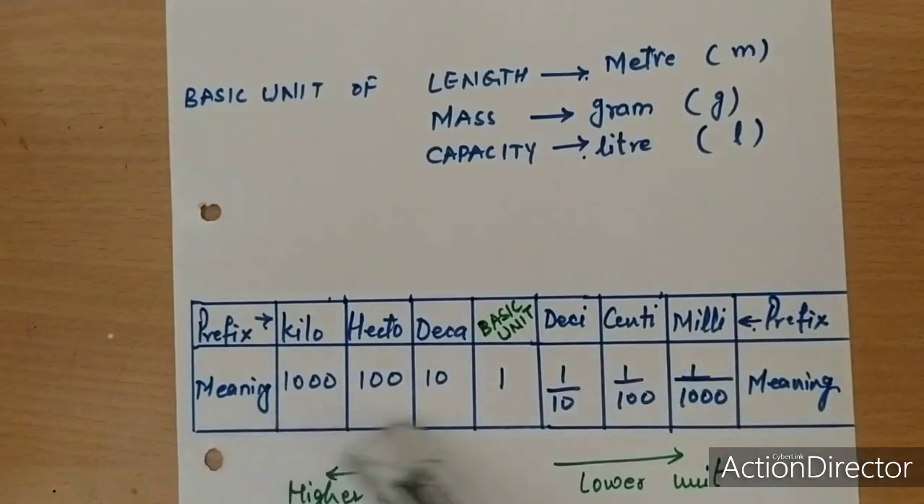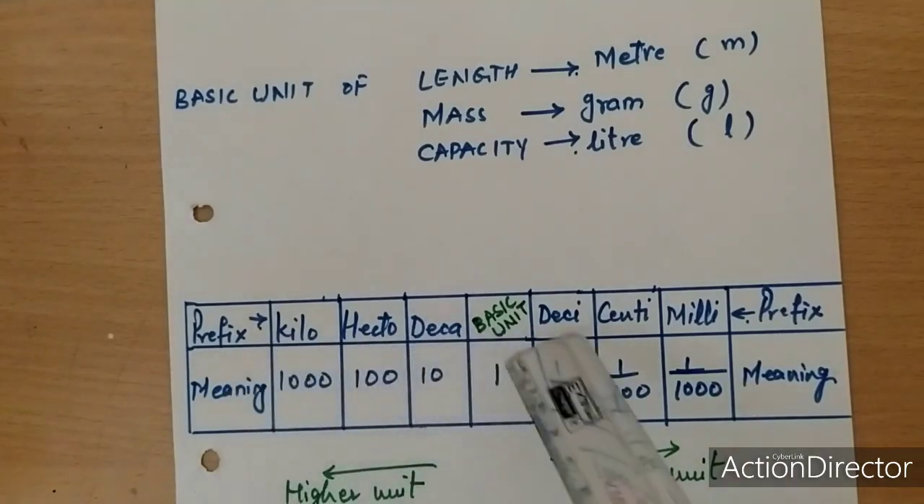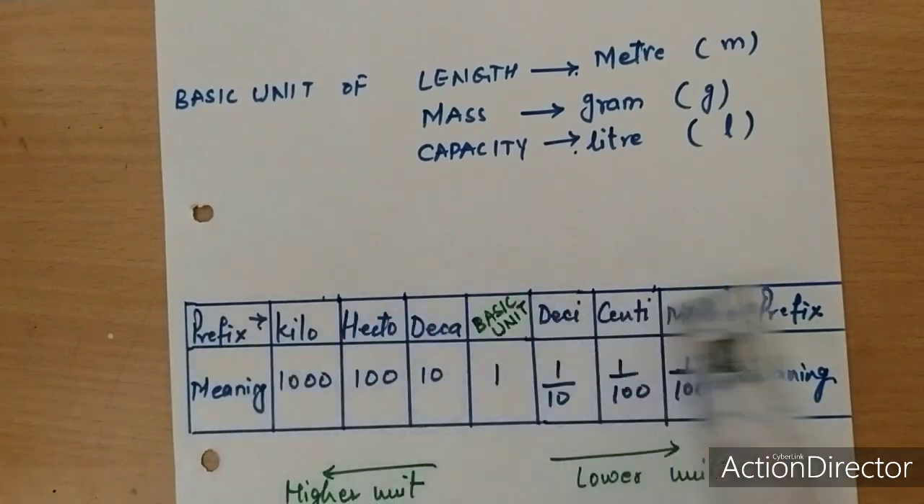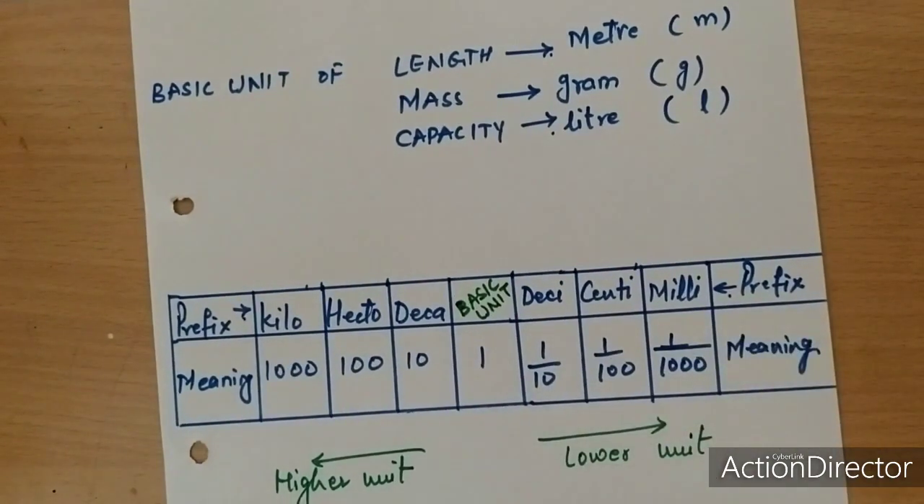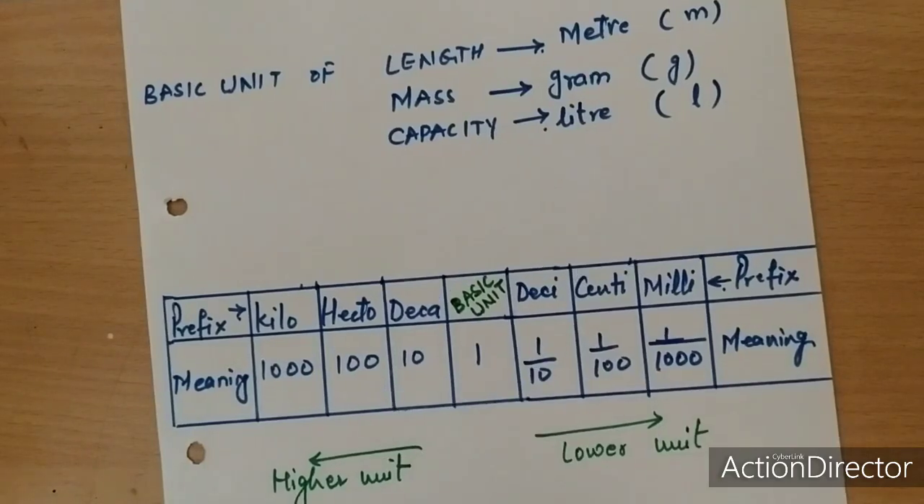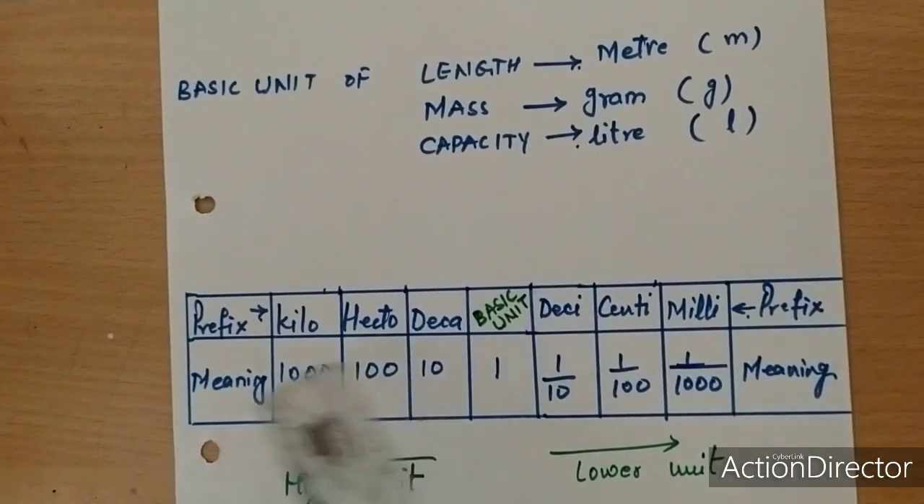And what is the meaning of all these prefixes in terms of mathematical language, or with the digit? So what to do? We have to just arrange all these kilo, hecto, deca, deci, centi, milli in tabular form, that means in table form. And you know very well about the place value of the digit. Already you learned in class 6th and 5th too. So here I have written all these in this manner.